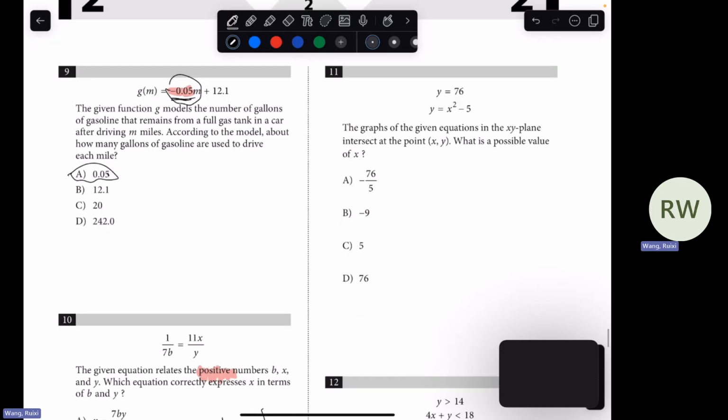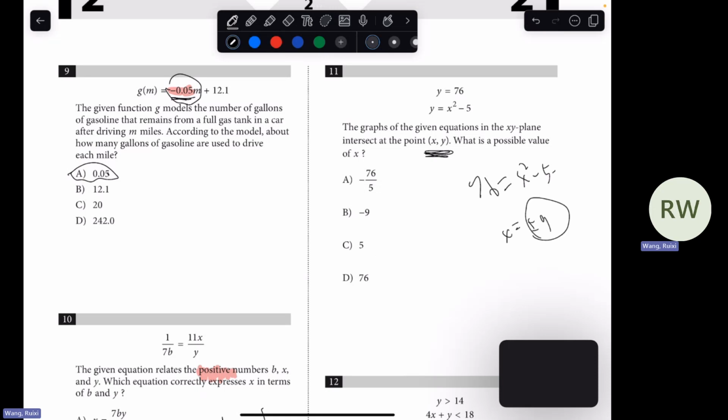Next one, 11. Positive value of x. Oh, so yeah, they intersect at point x, y. So basically, you're solving this quadratic equation, right? x squared minus 5... so x equals positive or negative. Yeah, so x is either positive 9 or negative 9. Okay, so the answer is B.